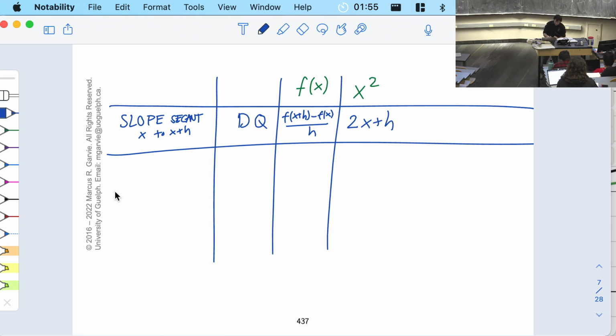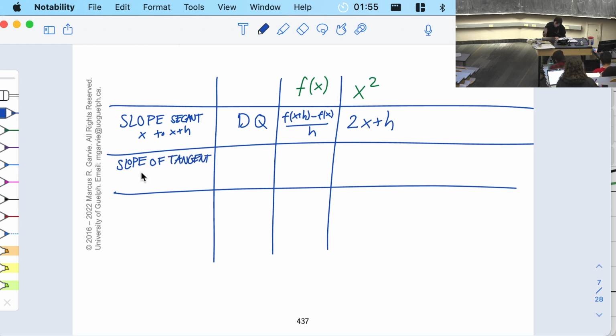What I want to get to is the next row of the table, which is not the slope of the secant line, but the slope of the tangent line. And I want to do that at x equals 1. We did this a little bit last class. We said the slope of the tangent line should be 2. And we did it in the warm-up problem today at x equals 3. But we're going to fill in this table with what happens at x equals 1. In general, the slope of the tangent line is always just the limit of the slope of the secant line. So we're going to do the limit as h goes to 0 of the dq.